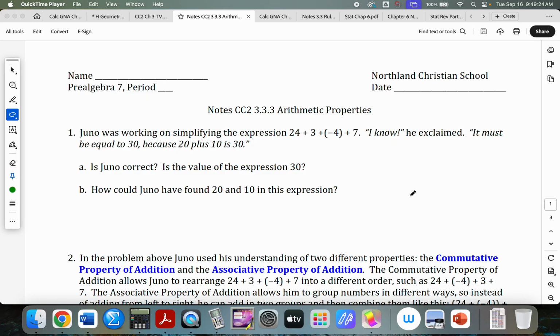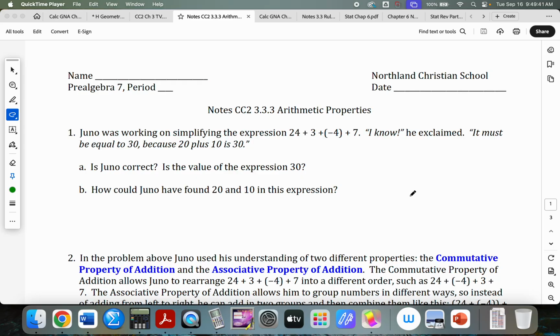So, with these arithmetic properties, people who are really good with numbers do these almost as naturally as breathing. People who are good at math but just not nearly as good at doing things mentally. So let's take a look here.